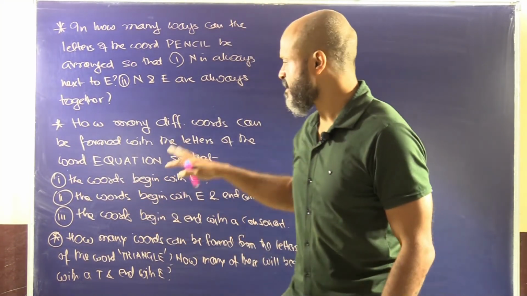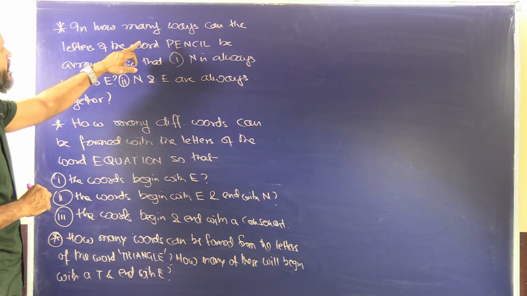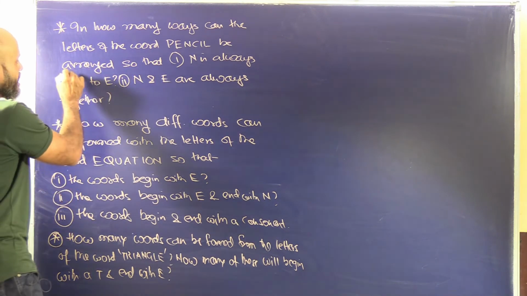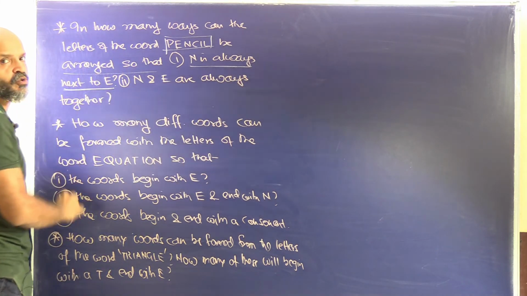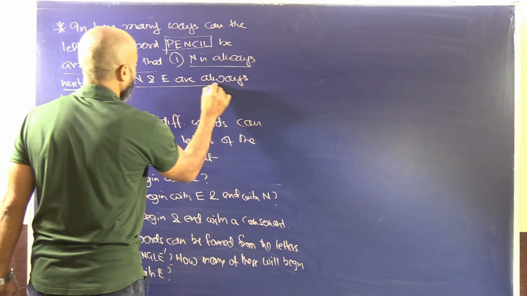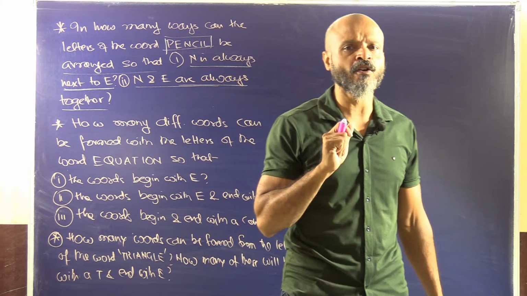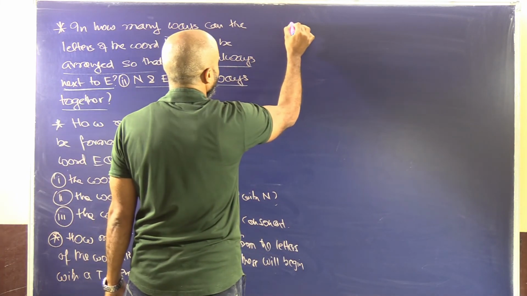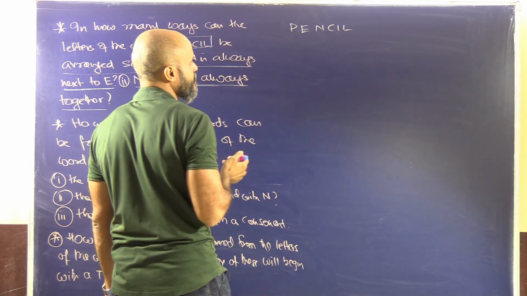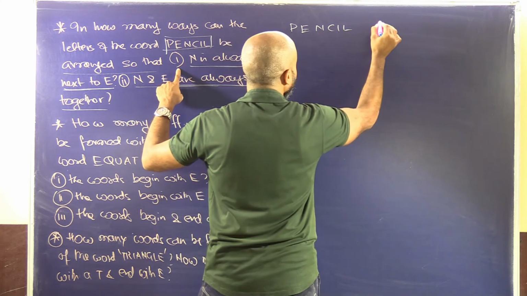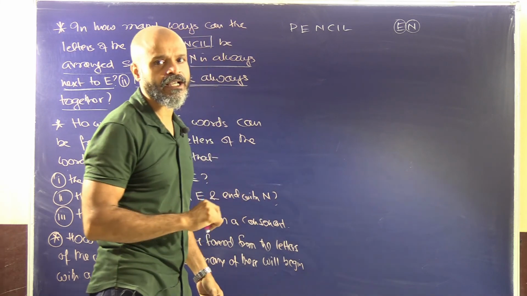Okay, so we have some simple problems on the concepts that we just now dealt with. In this question, in how many ways can the letters of the word pencil be arranged so that n is always next to e? And in the second case, n and e are always together. So let's do this. We have this word pencil, and we have to arrange the letters in such a way. The first case says that n is always next to e, so e n. This combination has to be catered to.